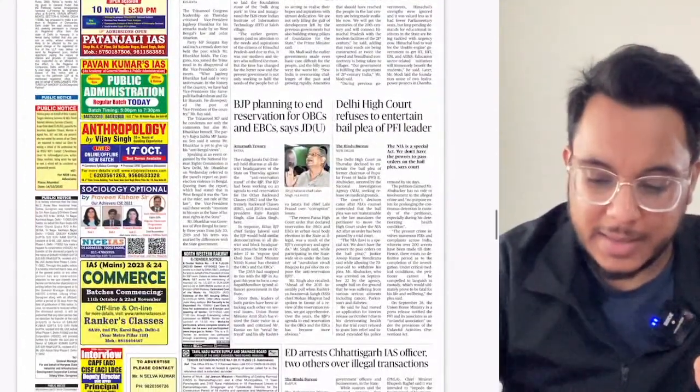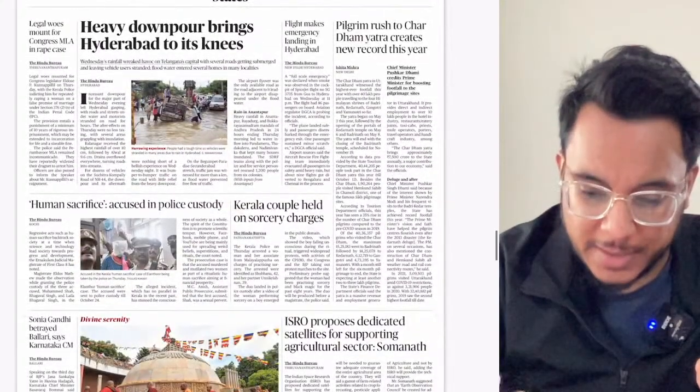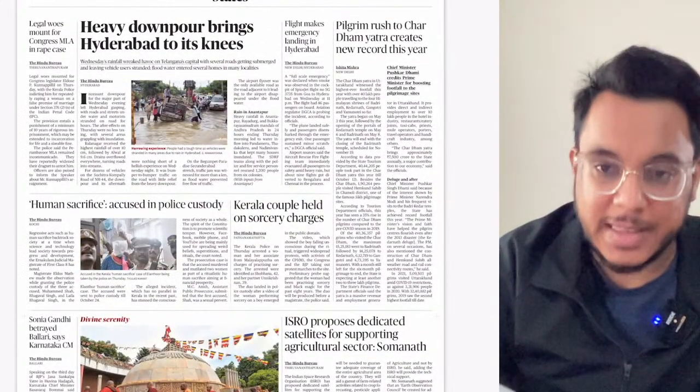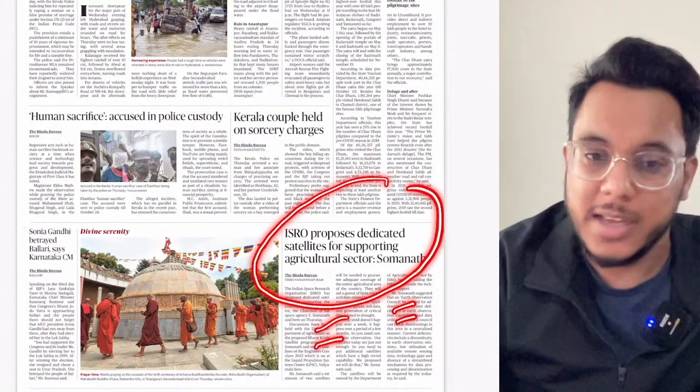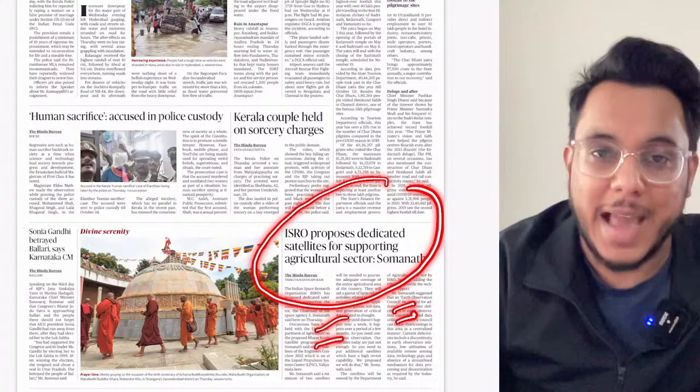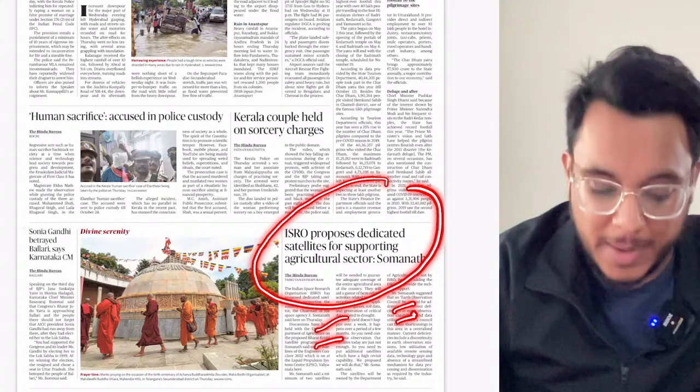Fine. Moving on, and then guys, further as we move here, we can see that ISRO proposes a dedicated satellite for supporting the agriculture sector. So we'll again see this particular article, as to how the space sector can help in agriculture.